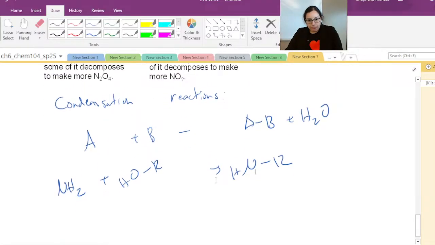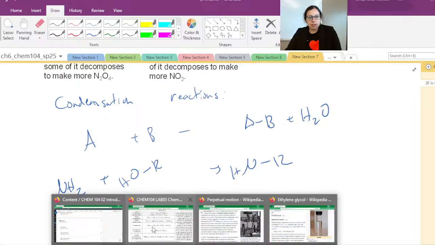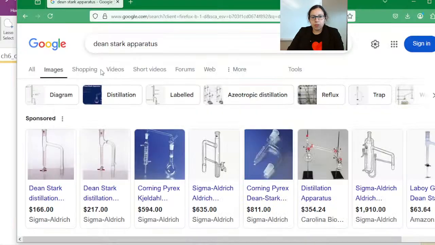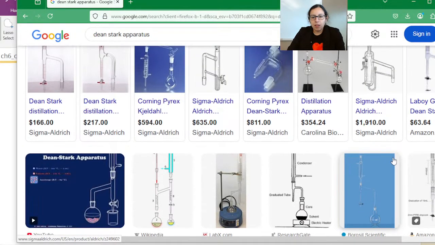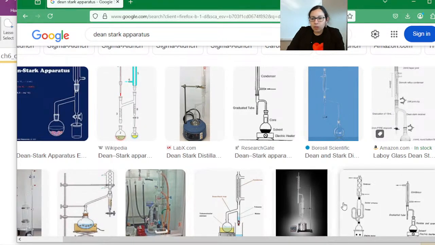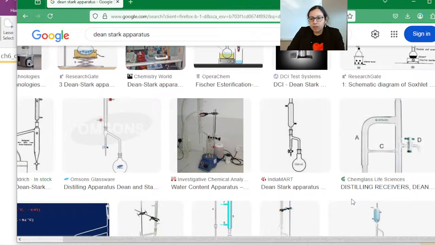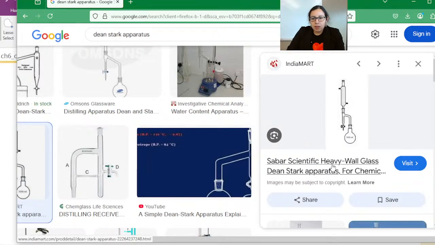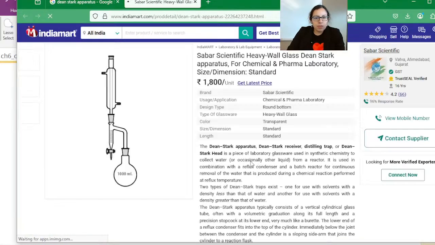And so how chemists use this, I feel like I've shown a Dean Stark before here. Have I shown you all a Dean Stark? I thought we've looked at a picture, maybe not. So let's find a good picture of a Dean Stark. So this is at least a general diagram.